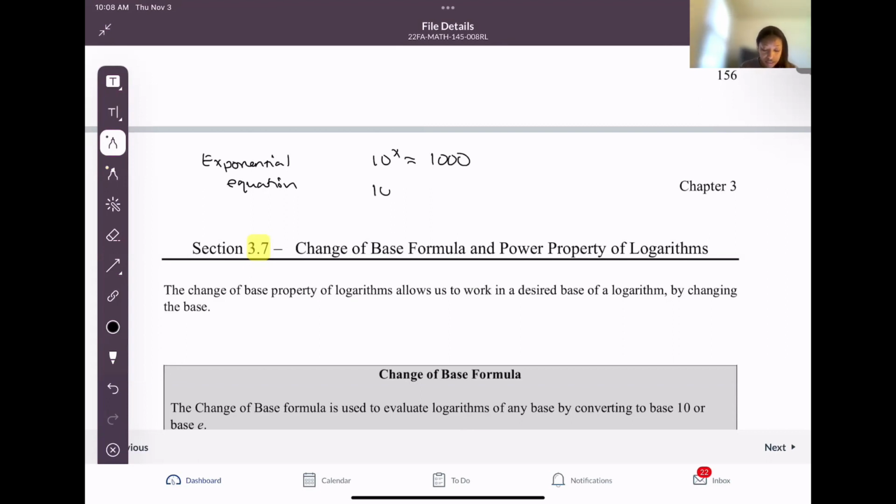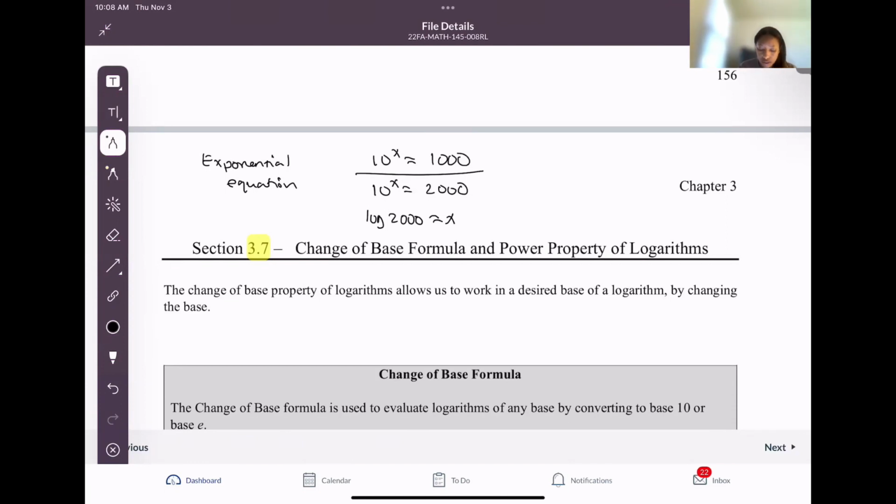But if we have 10 to the x equals 2,000, for this, we need logarithms to solve. We said that we can convert 10 to the x to logarithmic form. This would be log of 2,000 equals x, and then use our calculator to help solve this. Okay, but for today's class, the technique that we use works if we have exponential expressions with base 10.